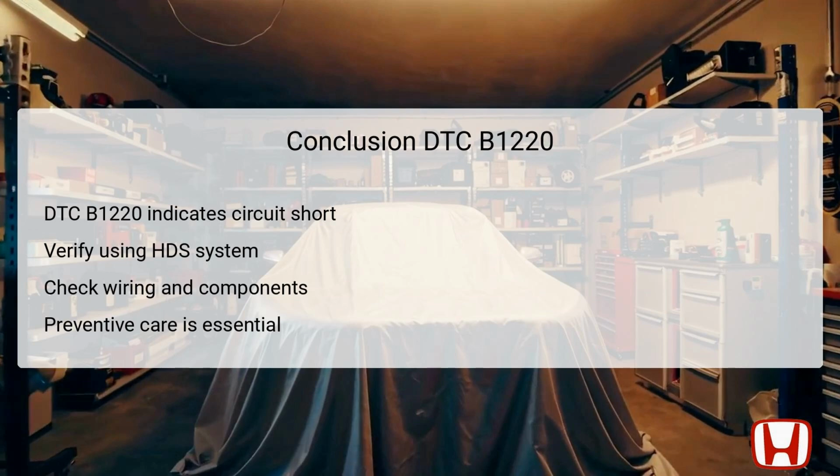Implementing preventive maintenance serves as a robust strategy to mitigate the occurrence of DTC B1220 in the future. By adopting these methods, vehicle owners can enhance the reliability and performance of their vehicle's climate control system, ultimately leading to a more satisfying driving experience.